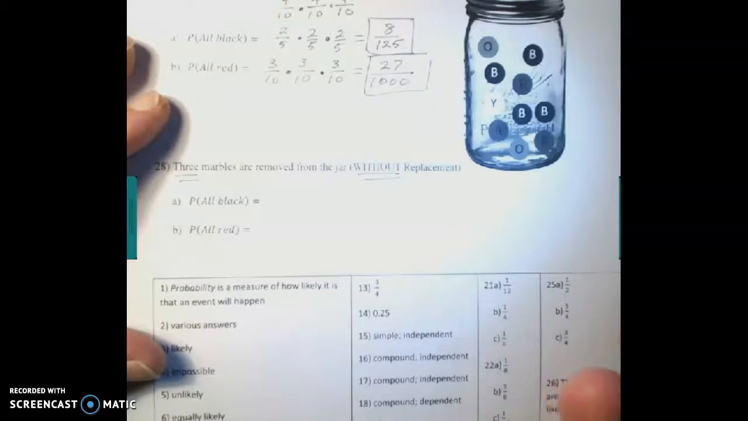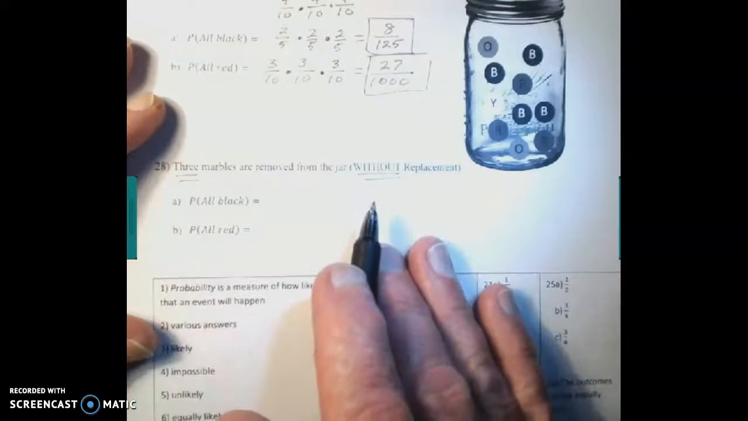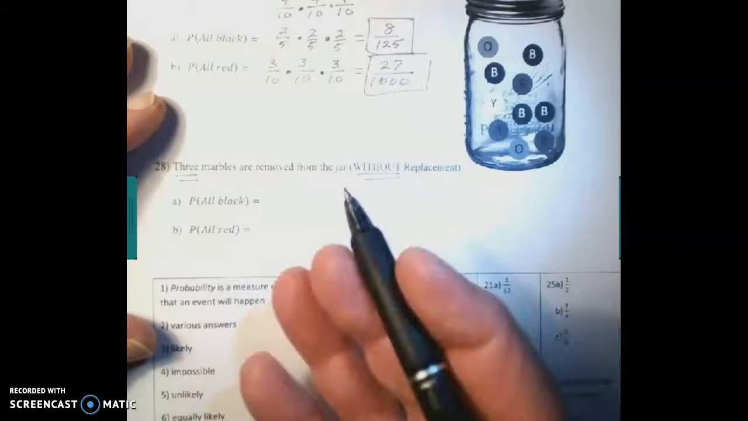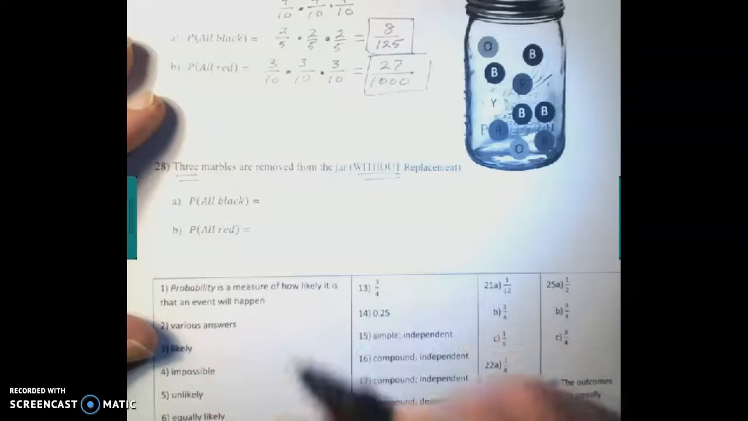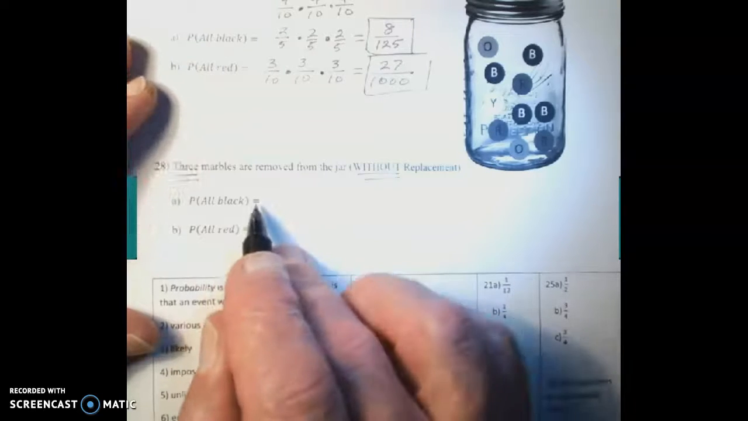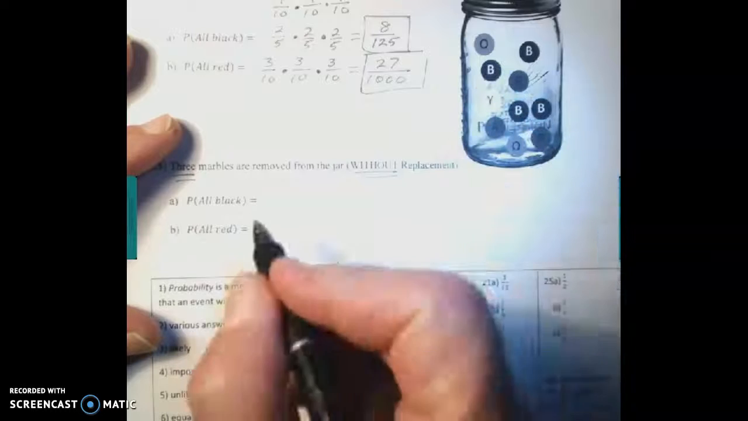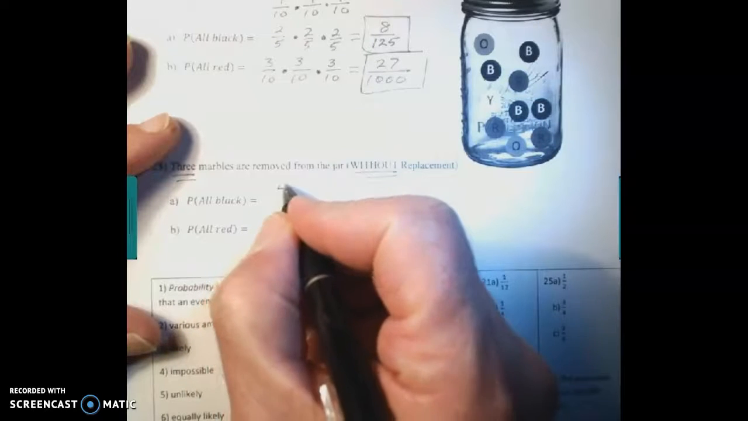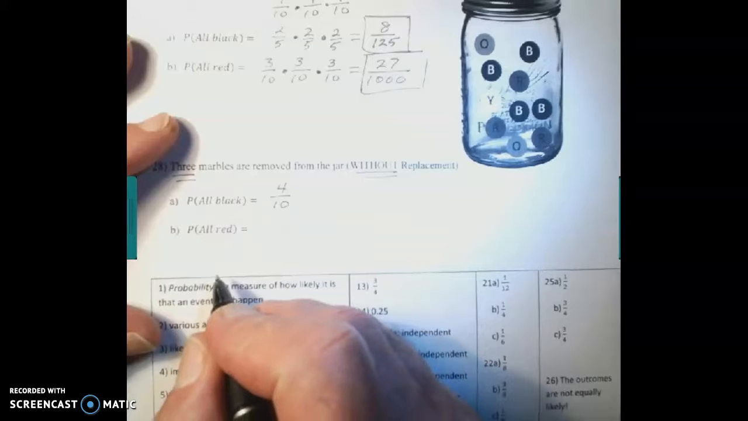So the number of marbles in the jar has changed. The first event affects the second event. This is a dependent situation where one event depends upon having done the previous event. So, reaching in to get all 3 marbles to be black, the first time you reach in, there are 4 favorable outcomes out of 10 possible outcomes.